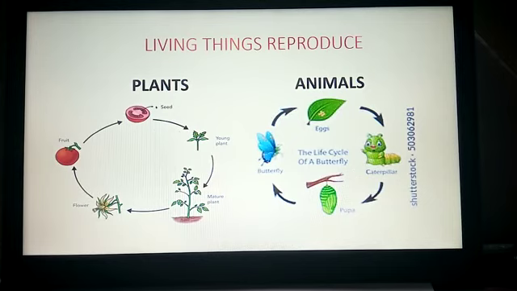Now coming to the third one, living things reproduce. Reproducing means continuing the same species. To continue the same species, the living things will reproduce. So in the first one, you can see the plant that is forming a seed. A seed is present in the plant, and then when you sow the seed in the soil, it grows into a young plant, that is a baby plant.